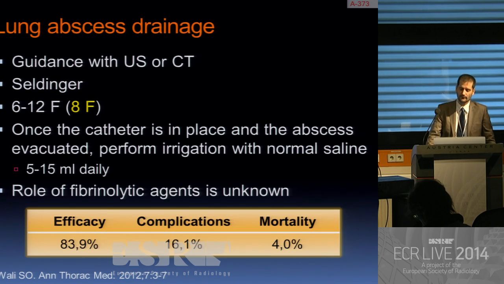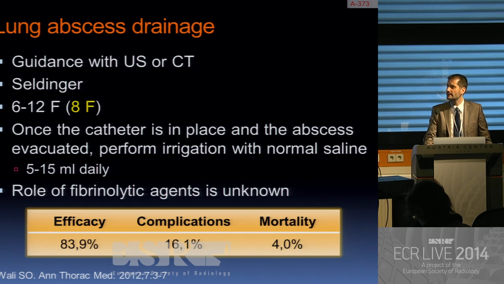You can use ultrasound or CT for guidance, depending on the location of the abscess, as a pleural abscess can be drained with ultrasound guidance, but abscesses surrounded by lung only should be drained with CT guidance. You have to use the Seldinger technique and a range of catheters from 6 to 12 French. Once the catheter is in place and the abscess is evacuated, you have to perform daily irrigation with normal saline.